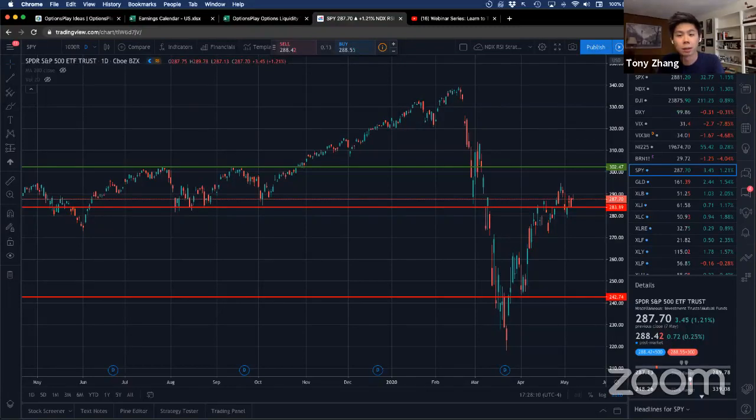Could you draw the VIX indicator on top of your stock chart in Options Play? That's not something we currently offer, but we are looking at integrating TradingView into our platform. So that is something that we are hoping to have very soon.